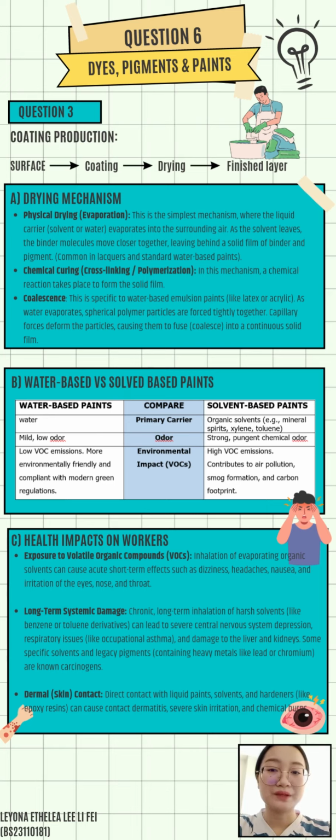In C is the health impact on workers. Exposure to volatile organic compounds: inhalation of evaporating organic solvent can cause acute short-term effects such as dizziness, headache, nausea, and irritation of the eyes, nose, and throat. Long-term systemic damage: chronic long-term inhalation of harsh solvents like benzene or toluene derivatives can lead to severe central nervous system depression, respiratory issues like occupational asthma, and damage to the liver and kidney. Some specific solvents and legacy pigments containing heavy metals like lead and chromium are carcinogens.